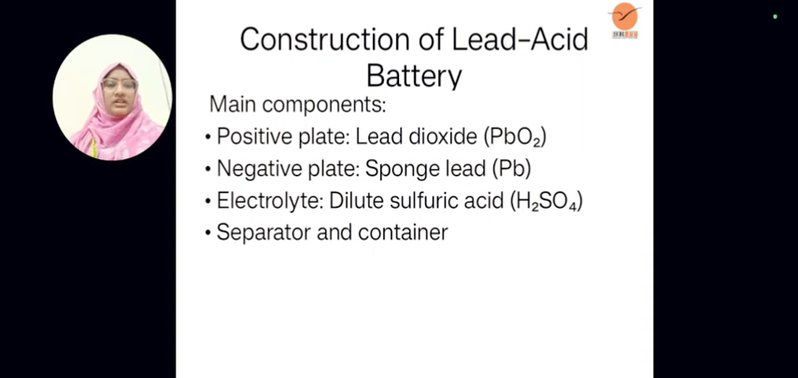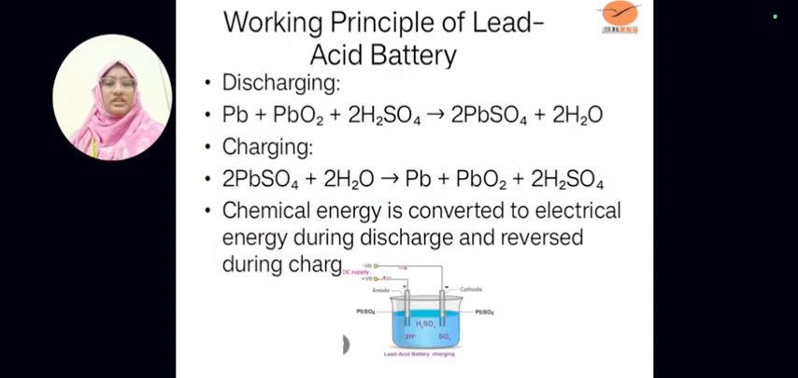Let us see the working principle of lead acid battery. For the discharging, the following reaction takes place. Here Pb plus PbO2 plus 2H2SO4 gives rise to 2PbSO4 plus 2H2O. Charging means the reverse process. That is, by reversing the reaction, we get the charging reaction, that is 2PbSO4 plus 2H2O gives rise to Pb plus PbO2 plus 2H2SO4.